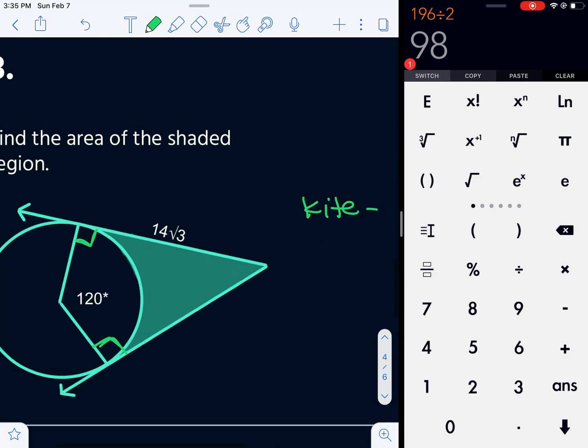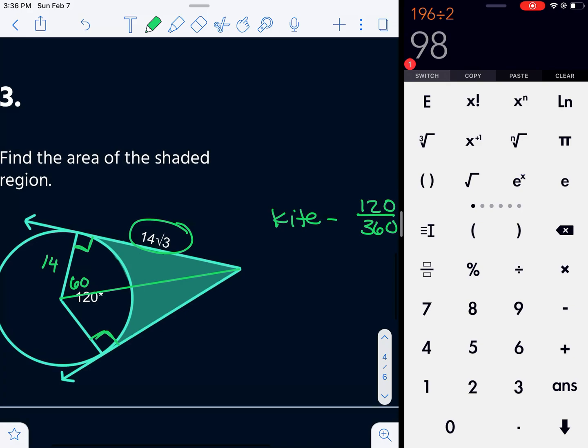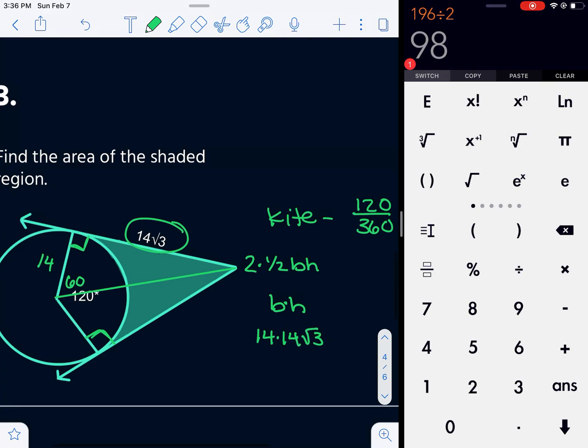My kite area, we learned that it's the diagonals times the diagonals and then cut in half, and that does work. However, I could also think of it as two right triangles here. And since this is 120 degrees, this becomes 60. And I get a 30, 60, 90 triangle. My long leg is 14 square roots of 3, so my short leg is 14, and I could say, hey, this is two triangles, so 2 times half base times height, which is just base times height. My base and height are 14 and 14 square roots 3.